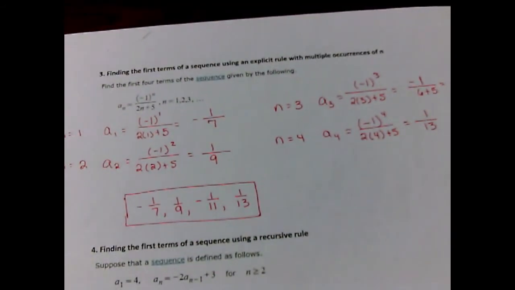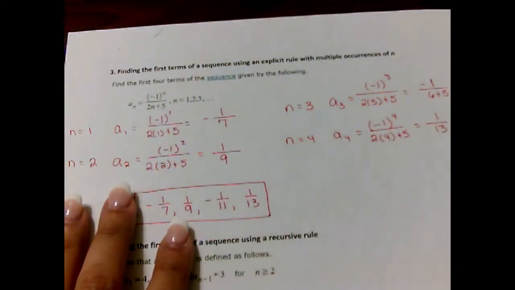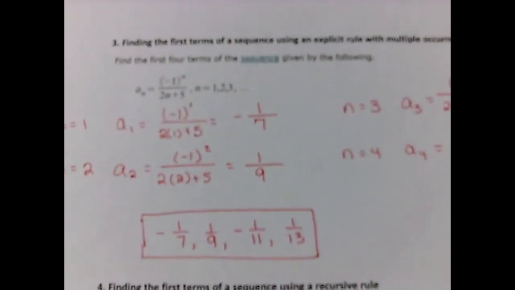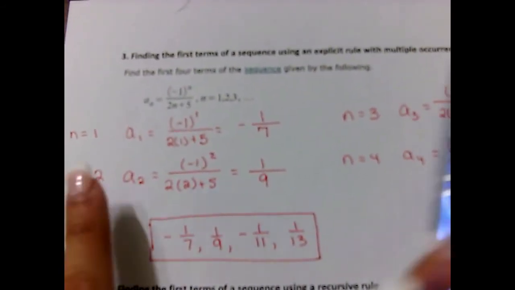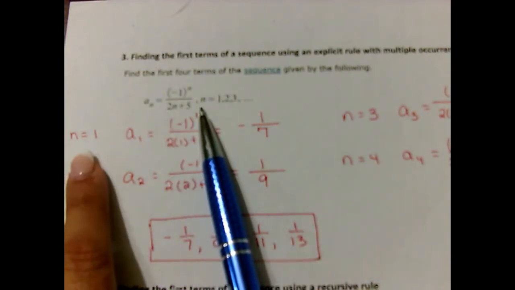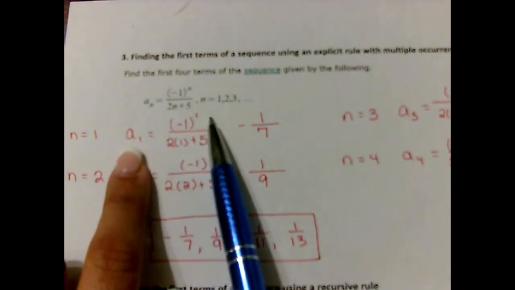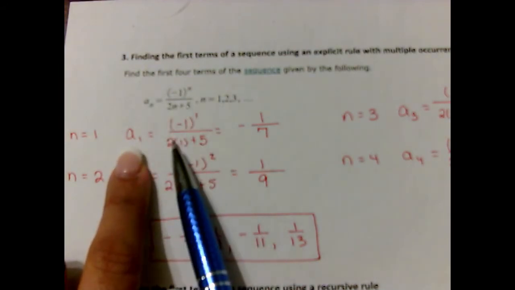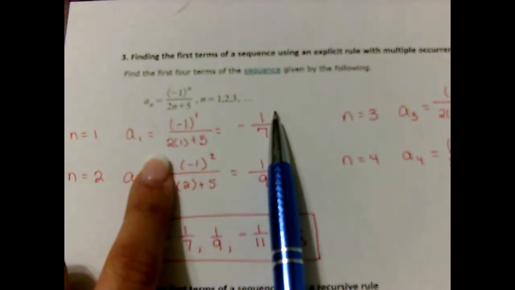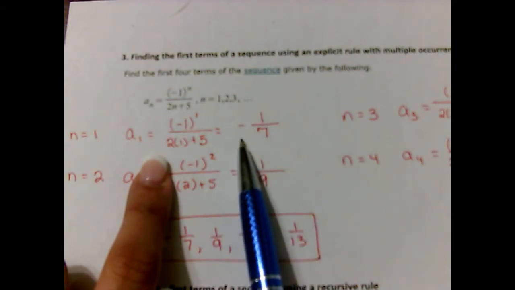For number 3, it's a little bit different just because we're dealing with a little bit more of the fractions. Let me get a little closer. Okay. So again, list the first 4 terms given the sequence. Here's our sequence. We're going to start with n is equal to 1. Substitute the 1 for the n. This is going to have a 1 up here and then a 1 down here as well. Negative 1. 2 plus 5 is 7. So you're going to get negative 1/7.